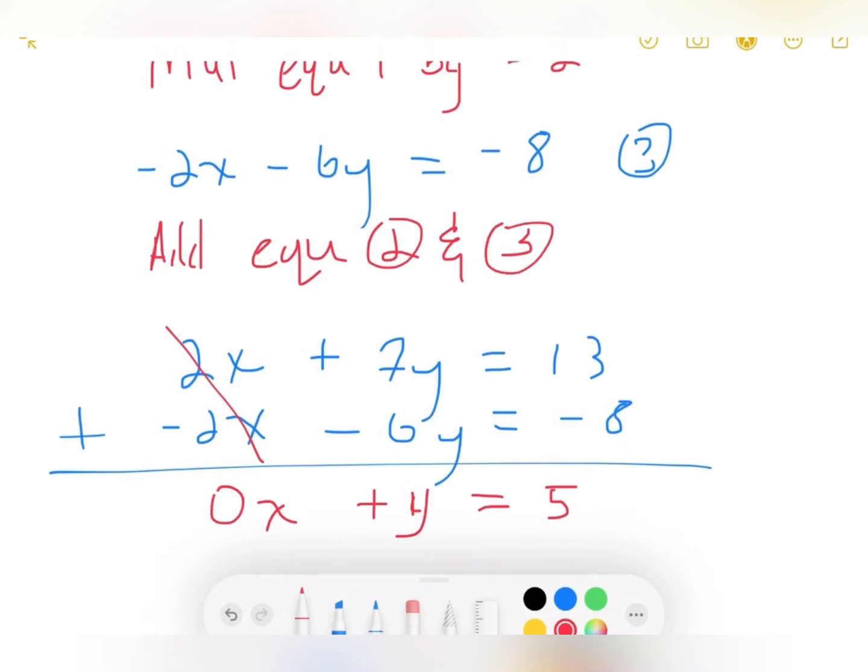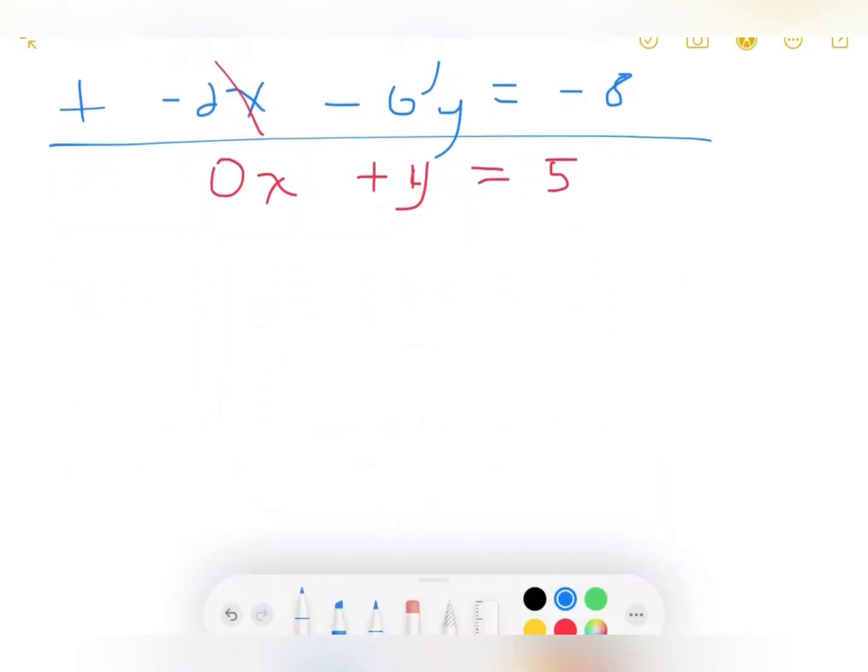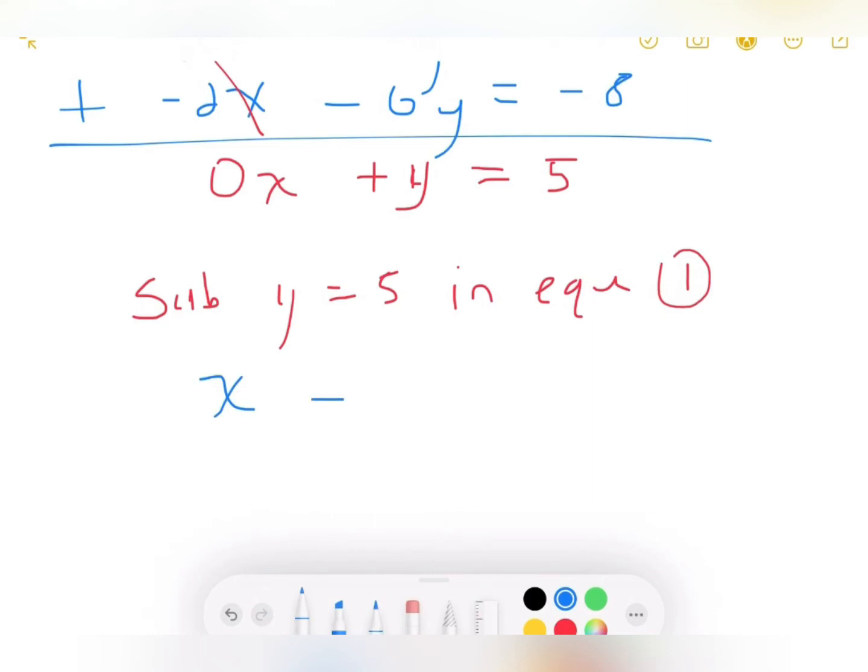And if we recall from our first example using substitution, y was 5. So now that we have our value for y equals 5, we can plug that into either equation to solve for the value of x. So let's do that. We're going to substitute y equals 5 in equation 1. So let's write that as a statement. So equation 1 was x plus 3y equals 4.